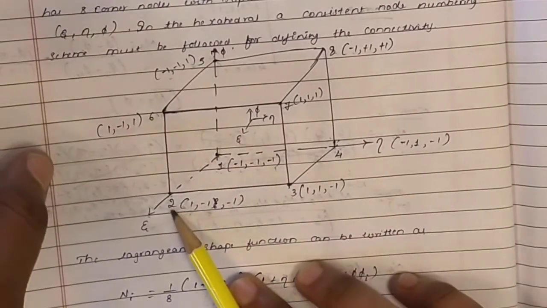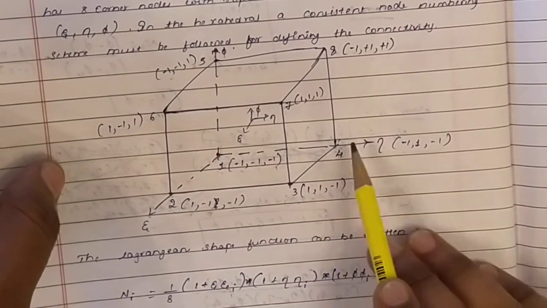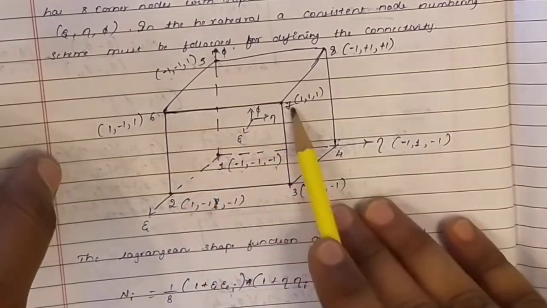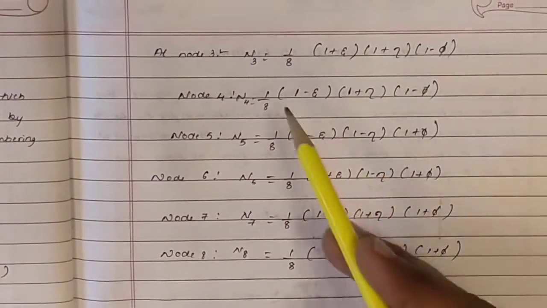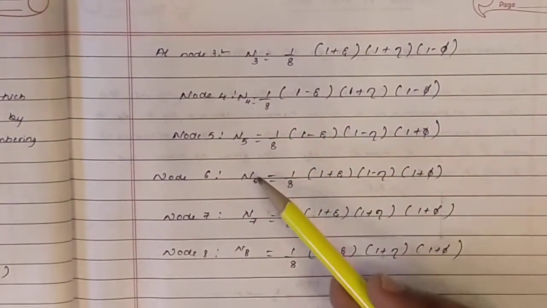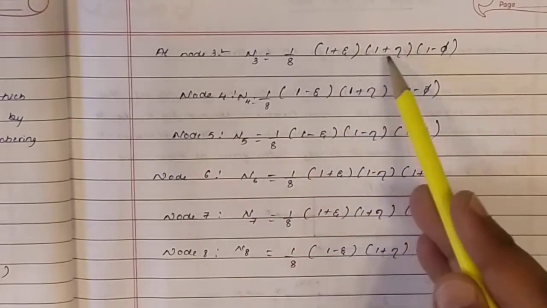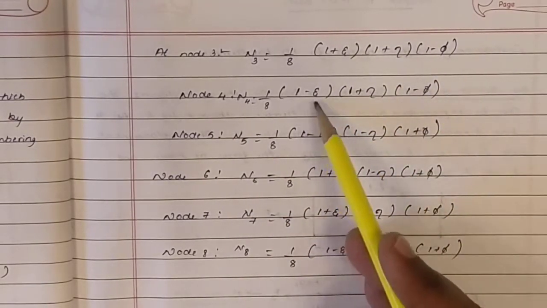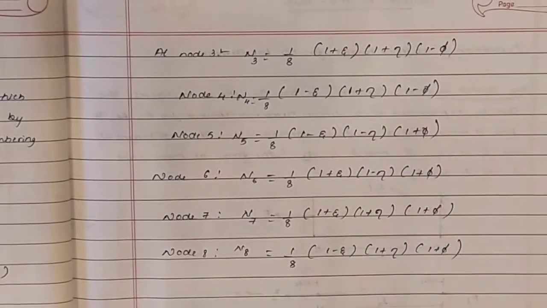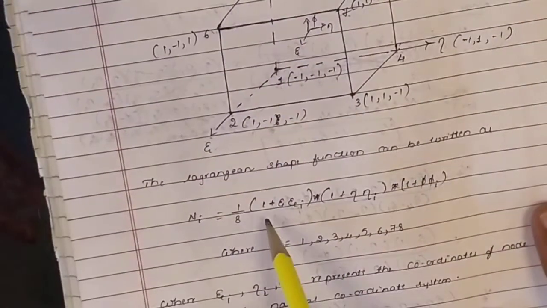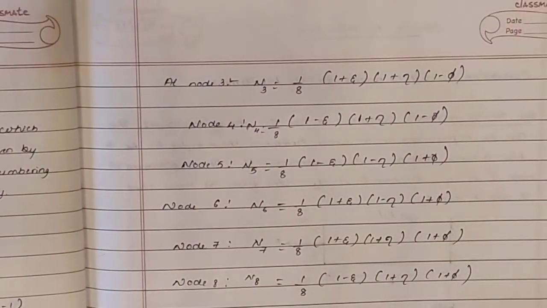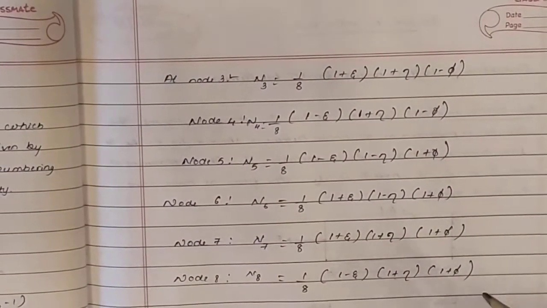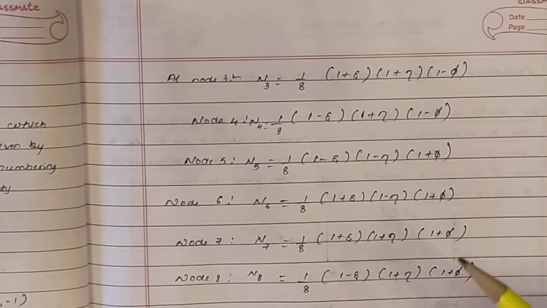1 is done, 2 is done. Similarly, substitute the coordinates of 3, 4, 5, 6, 7, 8. So you can see here we have substituted all the coordinates. Just substitute those coordinates in the Lagrangian function equation. You will arrive at all these equations. Okay, so that's all the derivation, students.